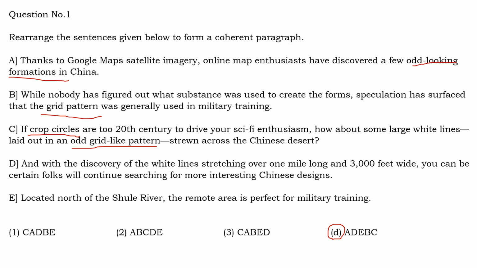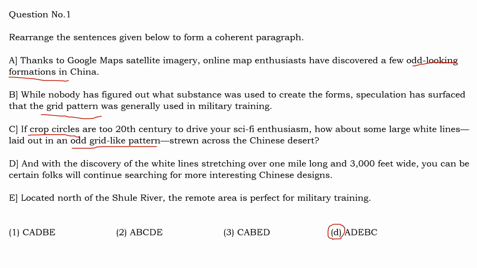These have been found in large plantations where large areas are cultivated, and nobody knows how these flattened portions are developing. What is the reason? Many people are saying that this could be the work of some extraterrestrial organisms or unidentified flying objects, so many theories are flying around.